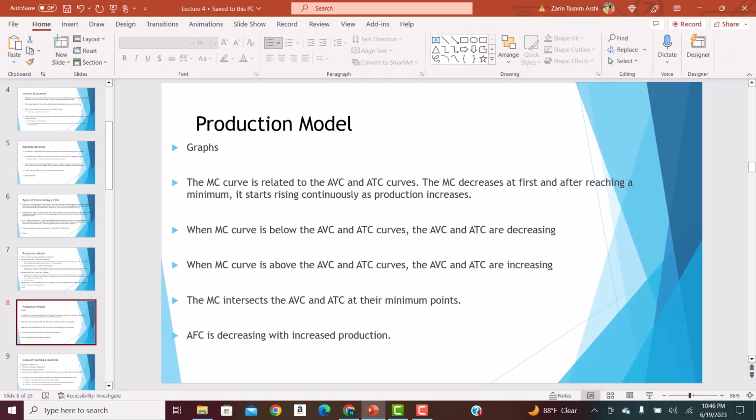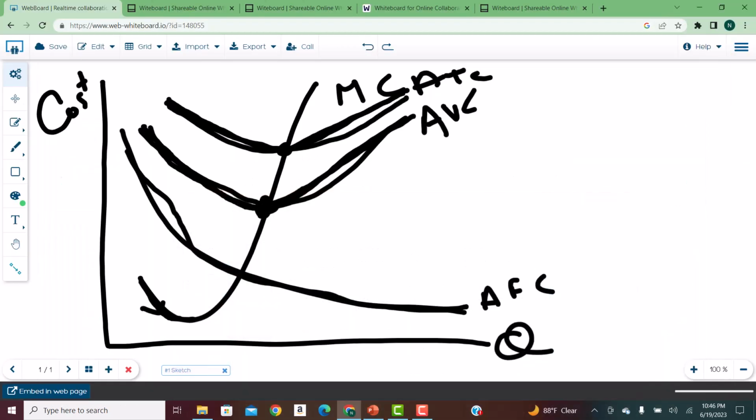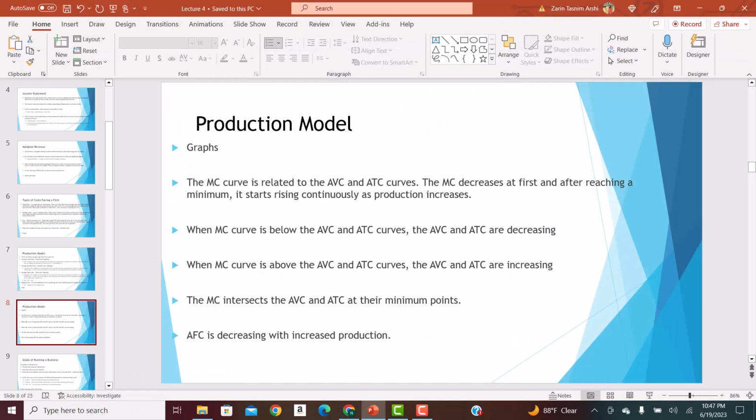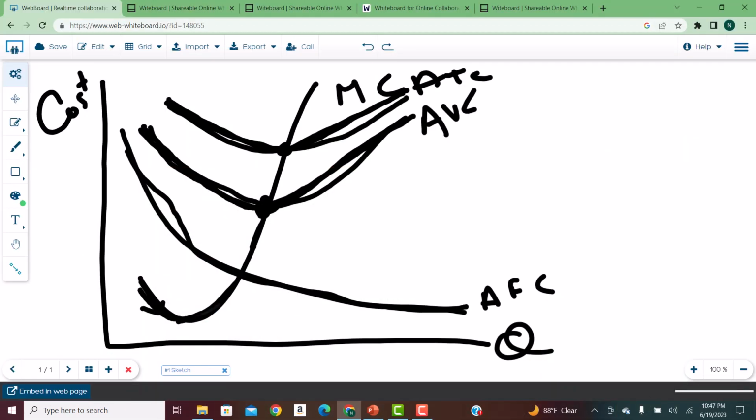Now, when the marginal cost is increasing, that's when they start increasing as well. Now, when the marginal cost curve is below the average variable cost and average total cost curves, both average variable and average total costs are decreasing. So when this curve is below these graphs, they are decreasing. When this marginal cost is above these curves, they are increasing. That's what they're saying.